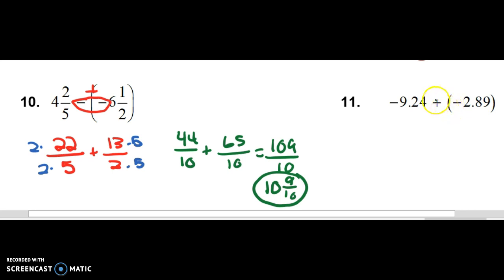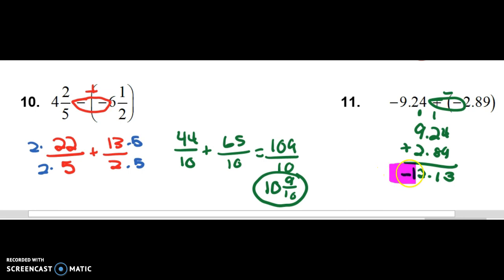All right, so here I see a plus and the minus right next to each other, so that's a big minus. Negative 9.24 minus 2.89, so my answer is going to be more negative, so I'm actually just going to add the absolute values of these. 9 plus 4 is 13, carry the 1, 10, 11, carry the 1, 11, that's 12. The answer is going to be negative, you cannot forget that negative, the answer is going to be negative 12.13.